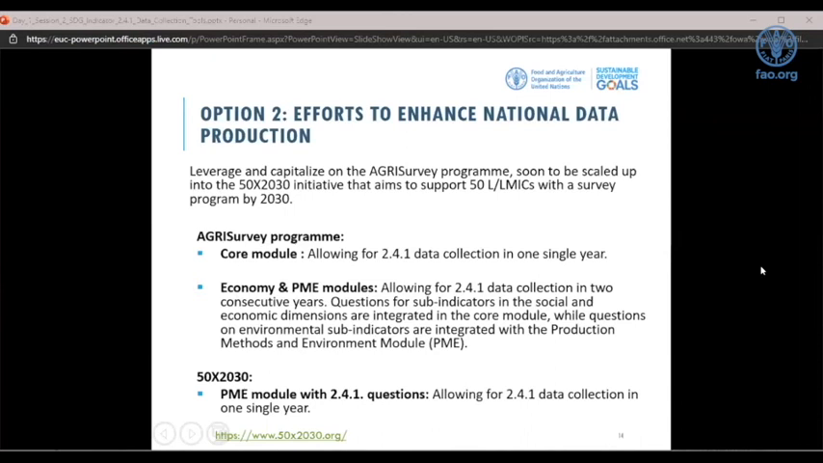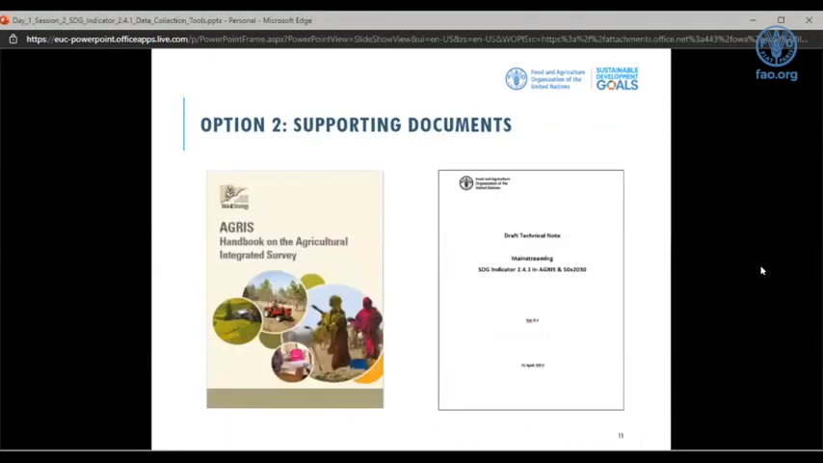So here are the supporting documents that we have developed already, and these are already available online. The first one is this handbook on the agriculture integrated survey, or AGRIS, which is implemented through the AGRIS survey program in selected countries. And the draft technical note that we have prepared on how the beneficiary countries of these two projects, that is the AGRIS survey program and the 50 by 2030 initiative, can go about collecting information on SDG 2.4.1 in these two projects.